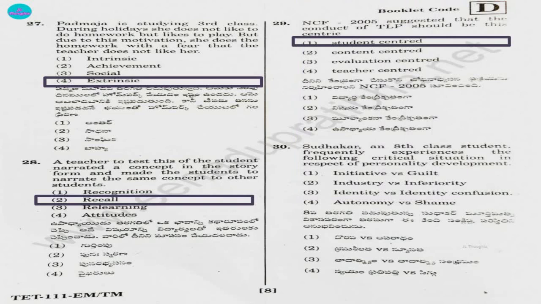30. Sudhakar, an 8th class student, frequently experiences the following critical situation in respect of personality development. 1, initiative versus guilt. 2, industry versus inferiority. 3, identity versus identity confusion. 4, autonomy versus shame. So here, he is an 8th class student and he experiences the critical situation. 8th class means what, regarding his identity. So the answer is identity versus identity confusion.